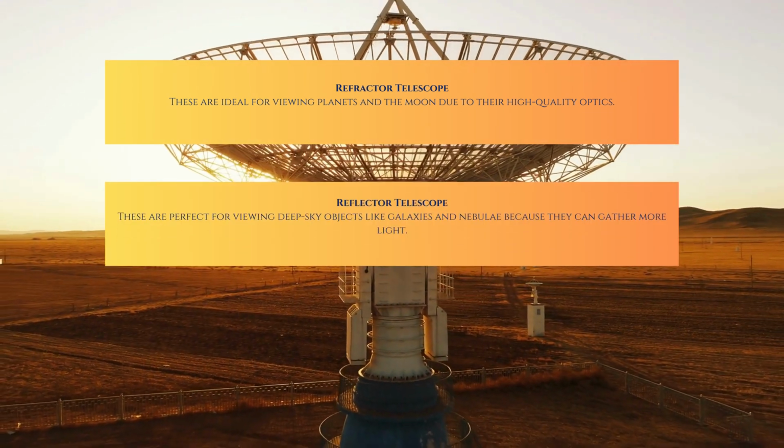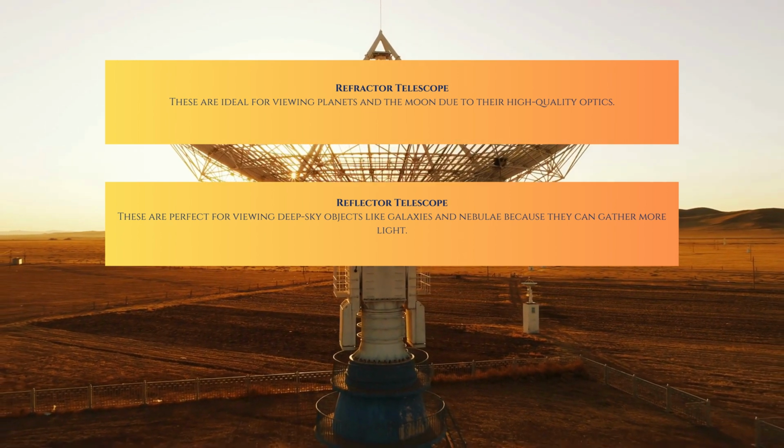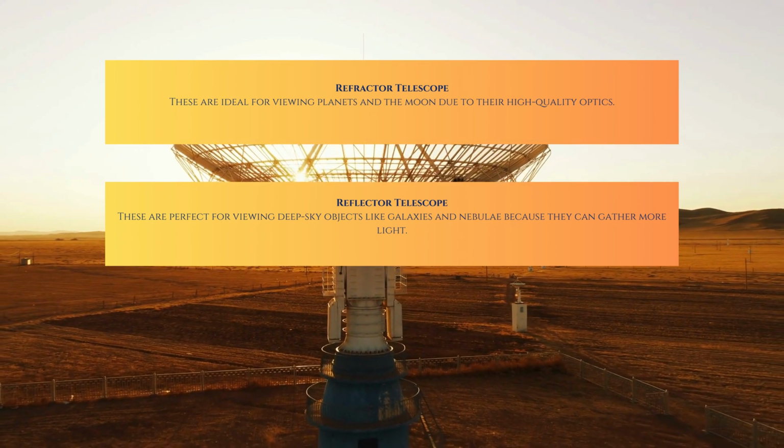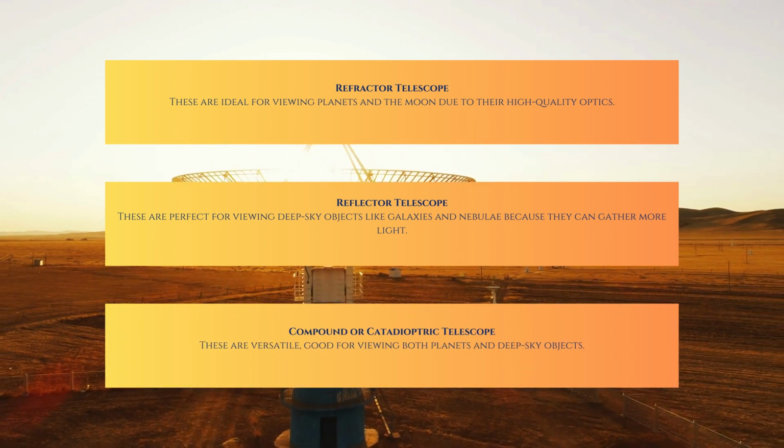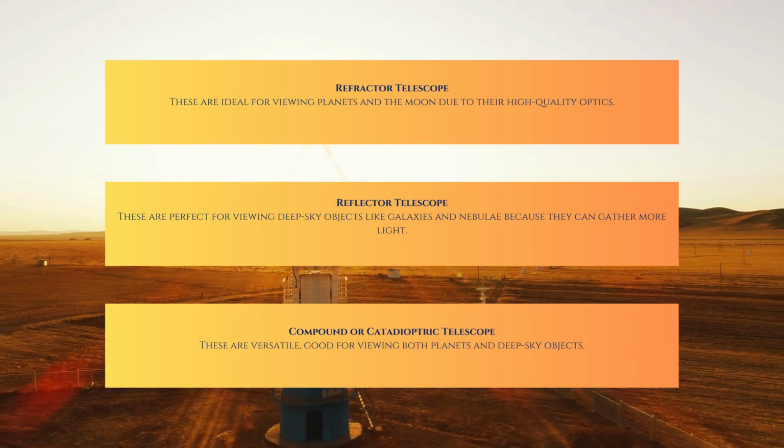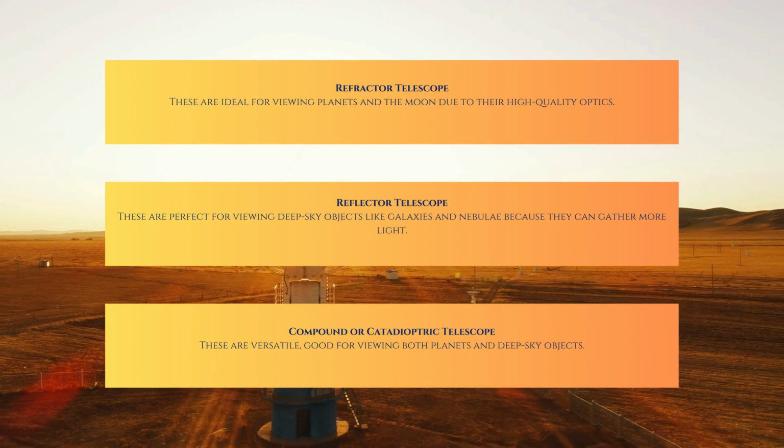The reflector telescope is your gateway to deep space objects like galaxies and nebulae, as it captures more light. The compound or catadioptric telescope is a versatile choice, ideal for observing both planets and deep space phenomena.